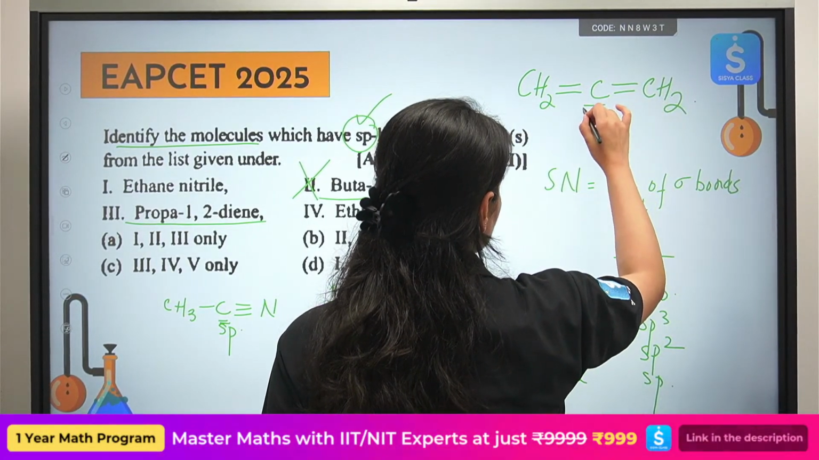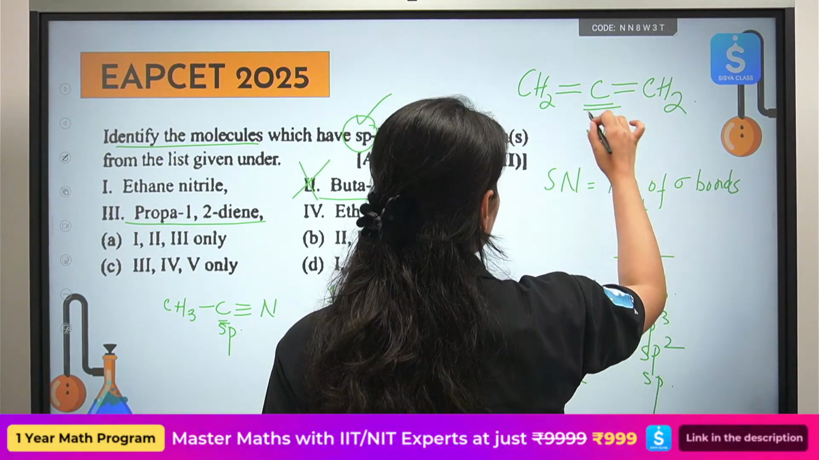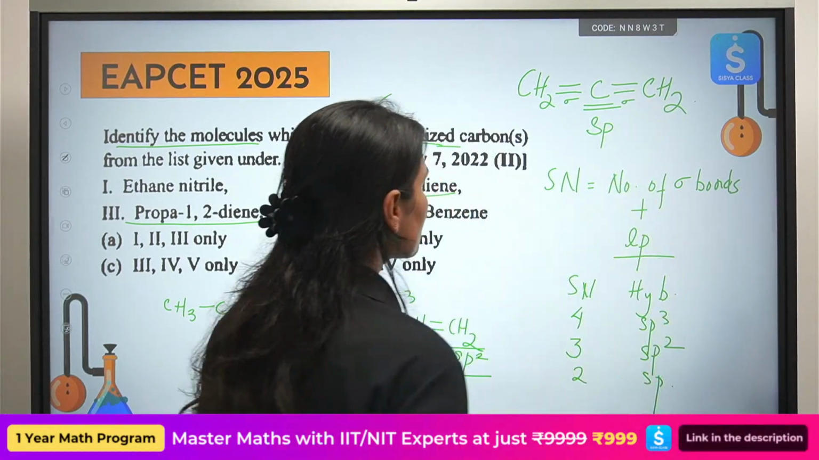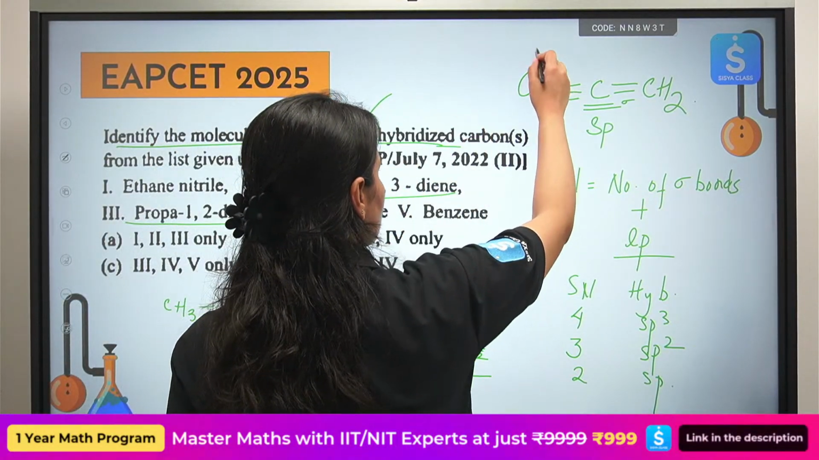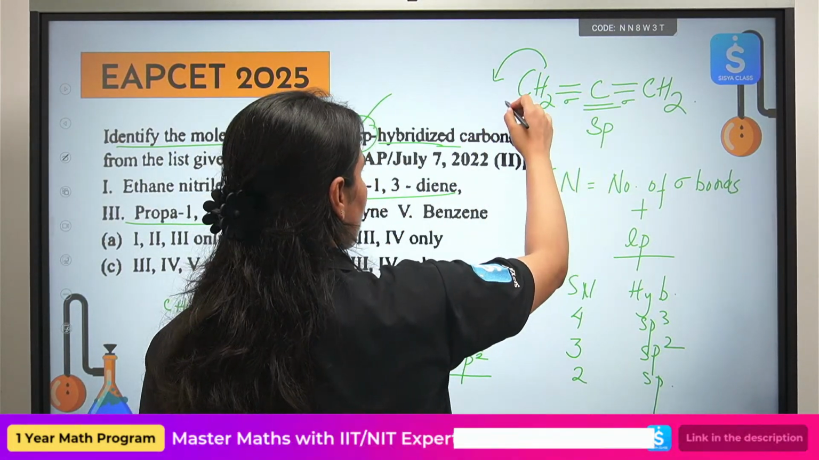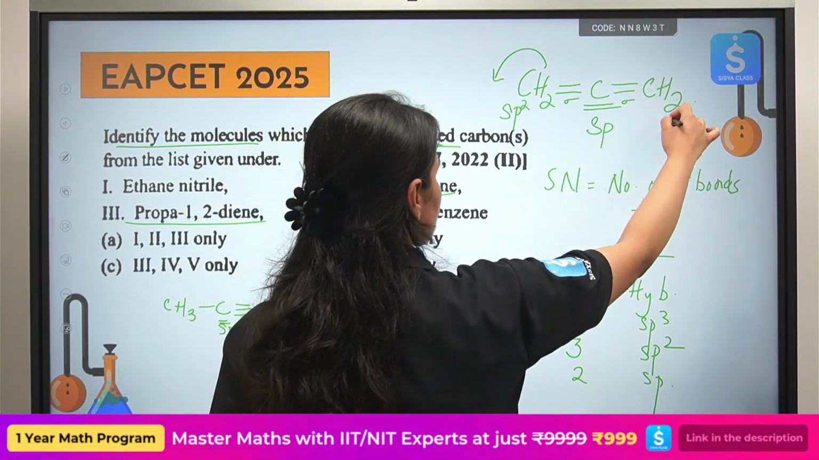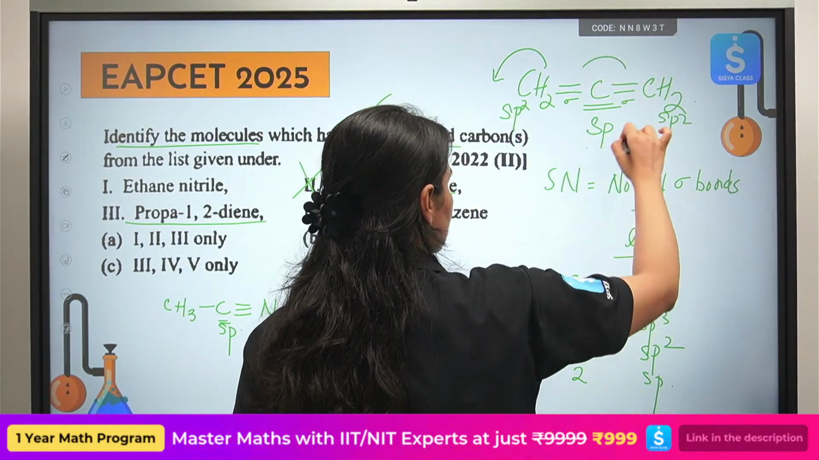What is the hybridization of this carbon atom? sp. It has only 2 sigma bonds. I don't see any lone pair of electrons. What about this one? It is connected with 3 sigma bonds. So sp2. 3 sigma bonds, sp2. We are looking for sp hybridized carbon atom.